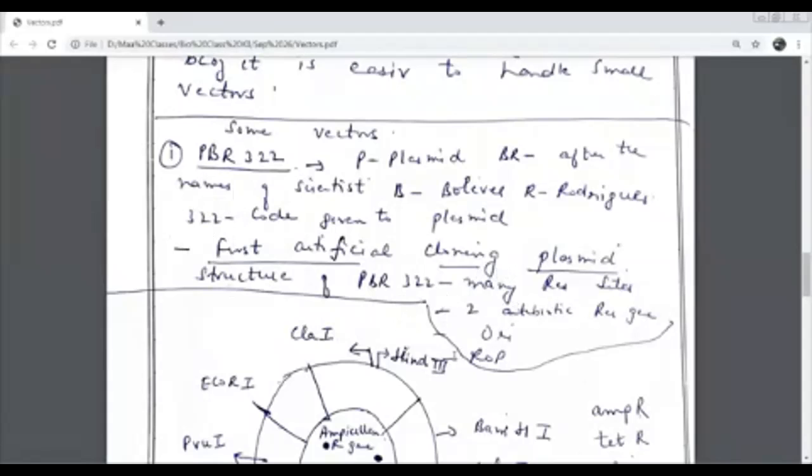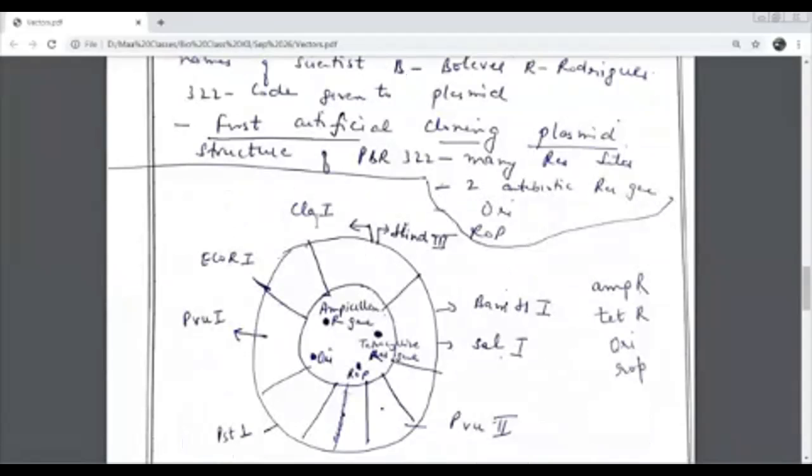Now try to count a little. Let's count. This is 1 2 3 4 5 6 7 8 restriction sites. There are 2 antibiotic resistant genes. I said even one will do, but here you have 2. If you can see over here, this is the ampicillin resistant gene, this is the tetracycline resistant gene, and of course ORI is necessary, and ROP is also present. Okay, this is the structure of the first artificial cloning plasmid made.